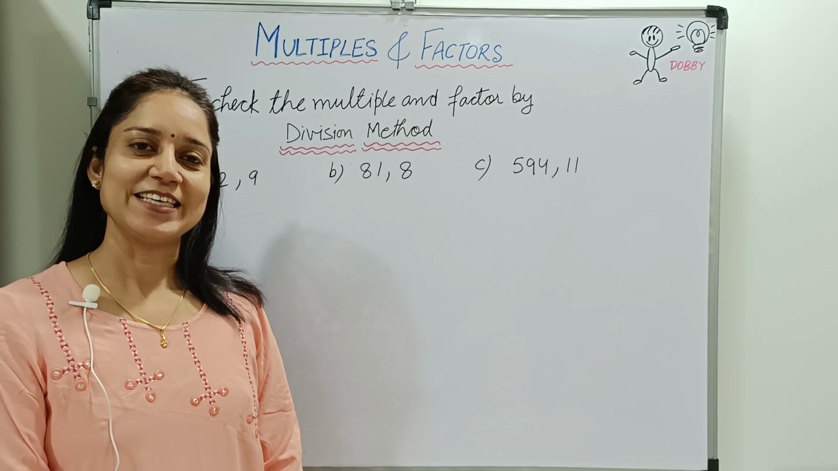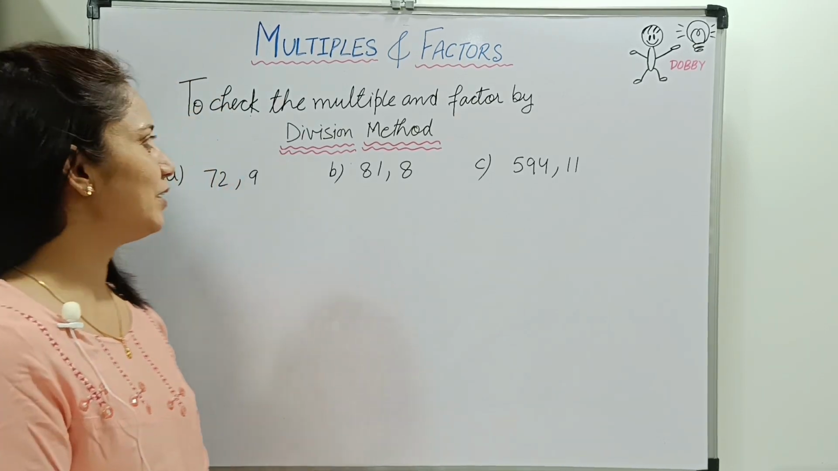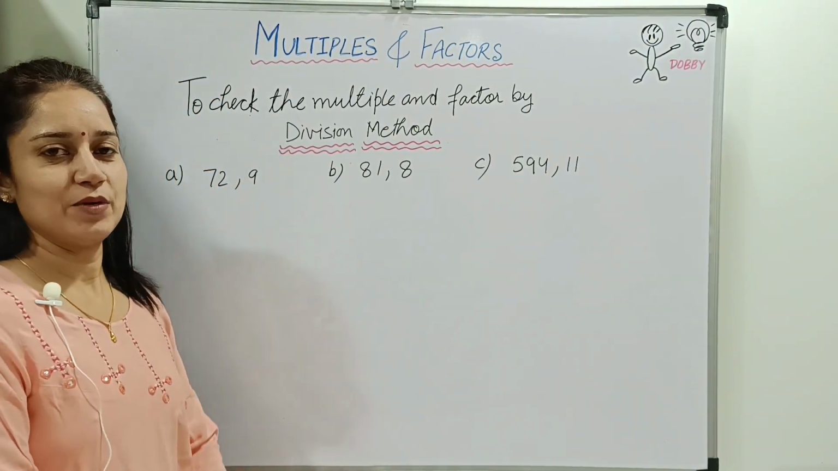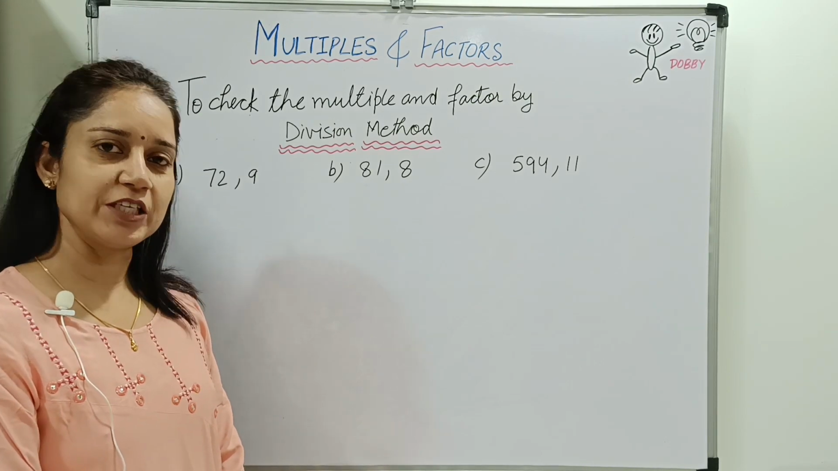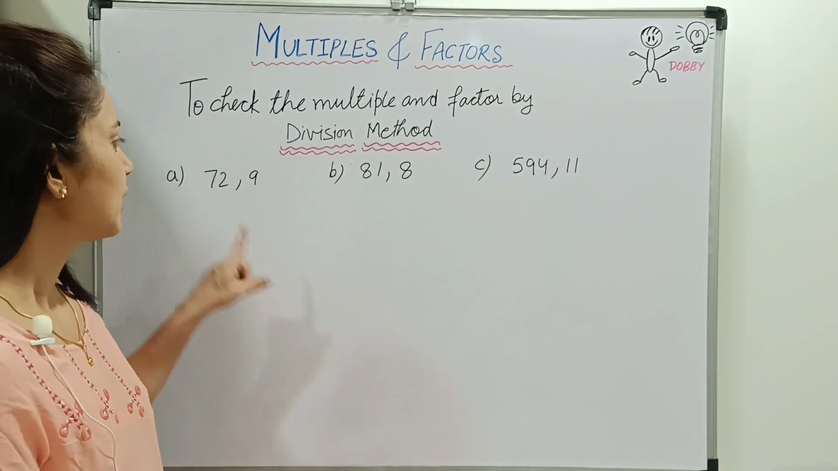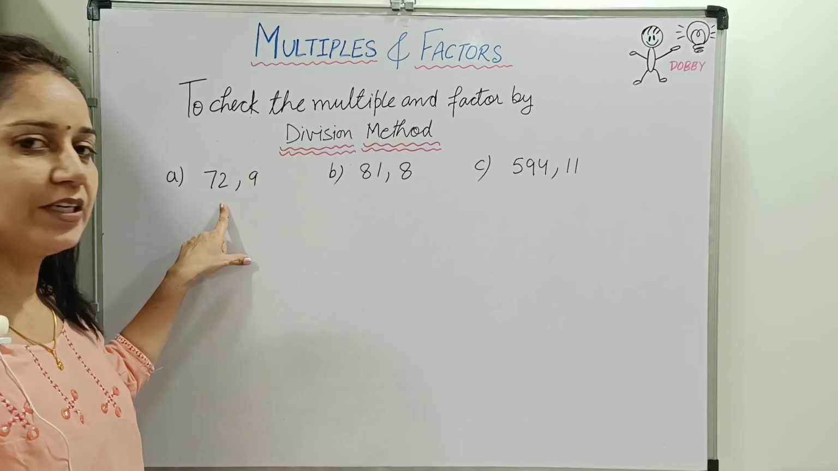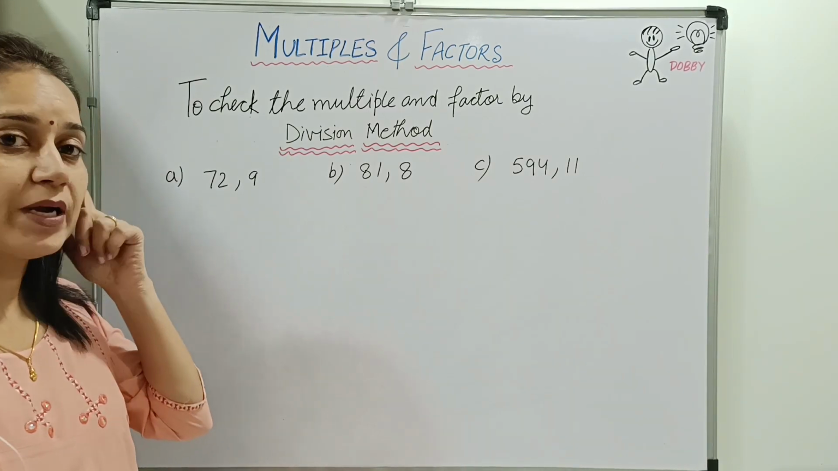Yes, in today's class we will be learning whether two given numbers are multiples and factors of each other by the division method. We have a pair of numbers, 72 and 9. So let us check by the division method.